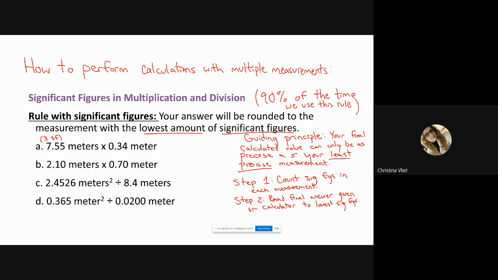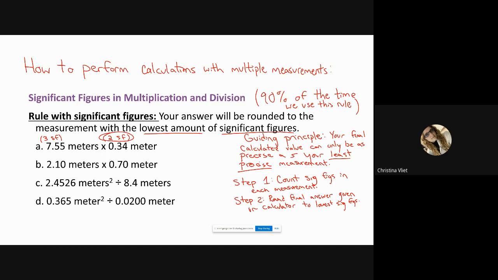Then take a look at your other value that you're multiplying, the other measurement. 0.34. Is that 0 significant? No. But the 3 is. Yes. 4 is. So altogether this is 2. So the way to evaluate this is you compare: that measurement has 3 significant figures, this measurement has 2 significant figures. My final calculated value has to be only 2 significant figures.